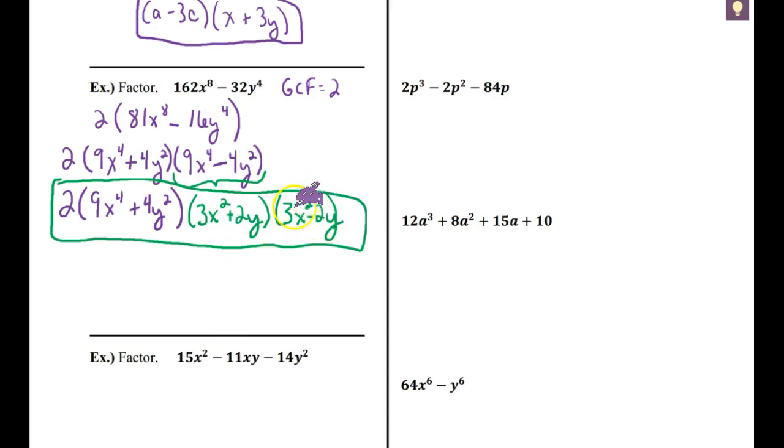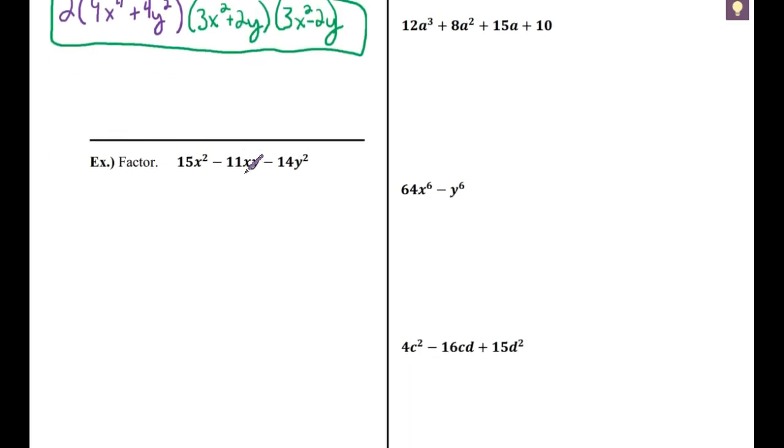Right? Because I would double check again, but there's no perfect squares anymore. So this is as far as I can go. There's no cubes. That's it. So as soon as you get done factoring, you have to check again. Is there anything else that I can factor?